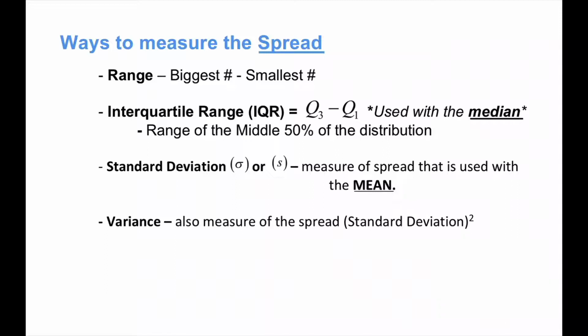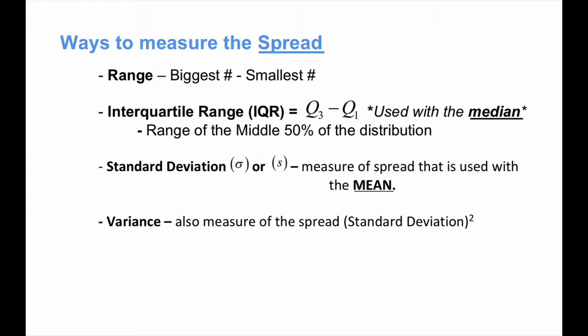Four measures of spread. Okay, range, you guys know about biggest minus smallest. Take the biggest number minus the smallest number, that's the range. Not hard. Interquartile range, we talked about that last week. IQR is Q3 minus Q1. It's the middle 50%. It's the box, edge of the box to the edge of the box.